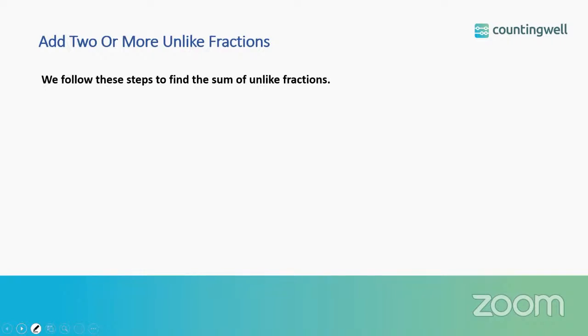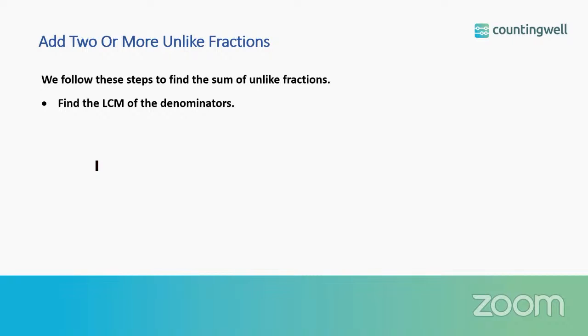Now, let us see how to add two or more unlike fractions. Adding two or more like fractions is very simple. You just have to keep the same denominator, add the numerators and write the resulting sum as the numerator of the resulting sum. But when we are comparing unlike fractions, we are converting them to like fractions so that comparison becomes easier. Same we are going to do when we add unlike fractions.